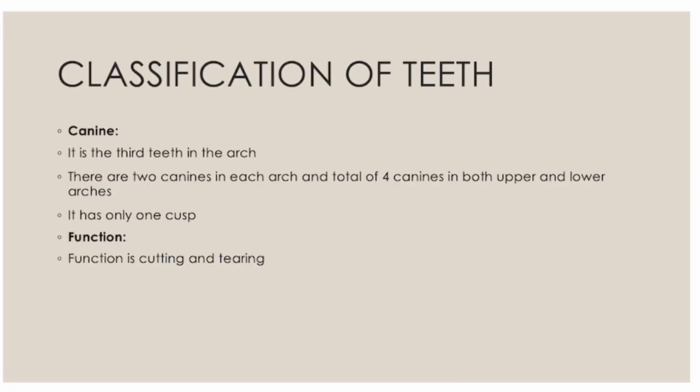Okay, now let's talk about the canine. The canine is the third tooth in the arch from the midline. It has the longest root and it is also known as a cuspid because it has only one cusp. In each arch there are 2 canines, 2 in the maxilla and 2 in the mandible. So the total number of canines in the human mouth is 4. Now, what is the function of the canine? The function of the canine is cutting and tearing.